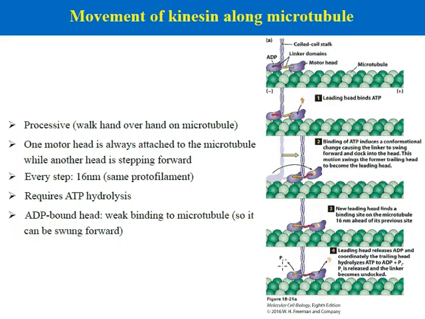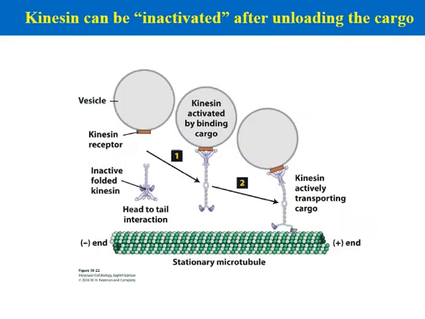Now one more interesting thing to remember is that when kinesin brings a cargo to the destination, let's say an axon, once the destination is reached, the cargo needs to be unloaded from kinesin. In that case, the vesicle is unloaded, and kinesin changes its conformation so that it folds inside. So this is the head, and this is the tail. Initially it has a stretched structure, and once the cargo is unloaded it becomes folded inside.